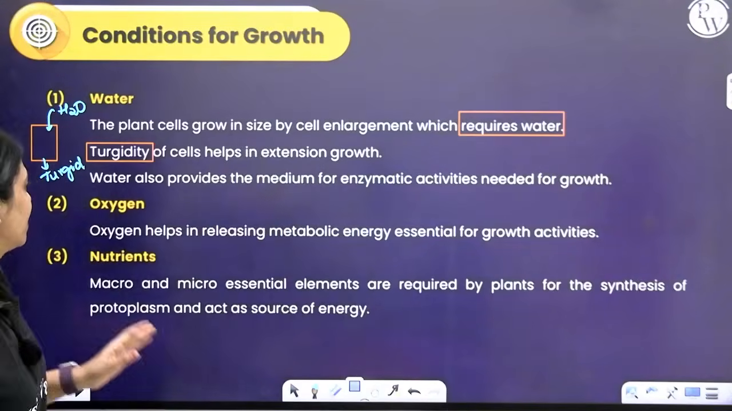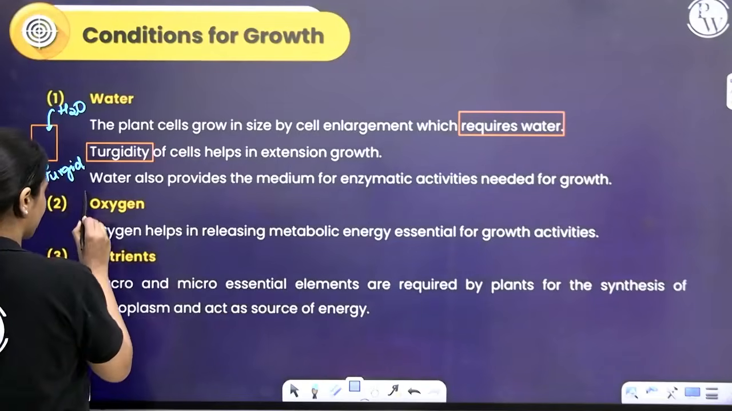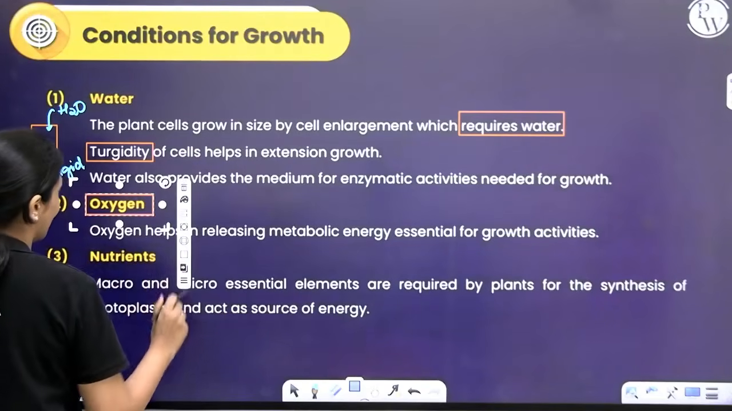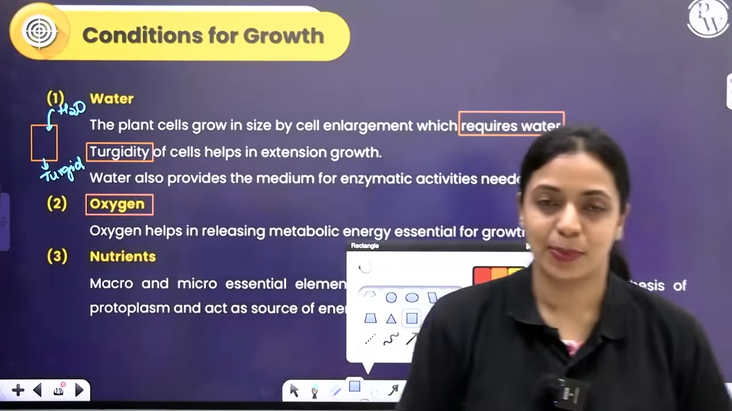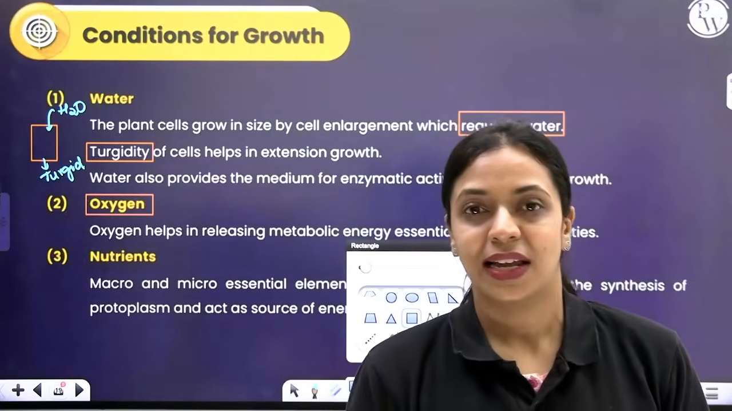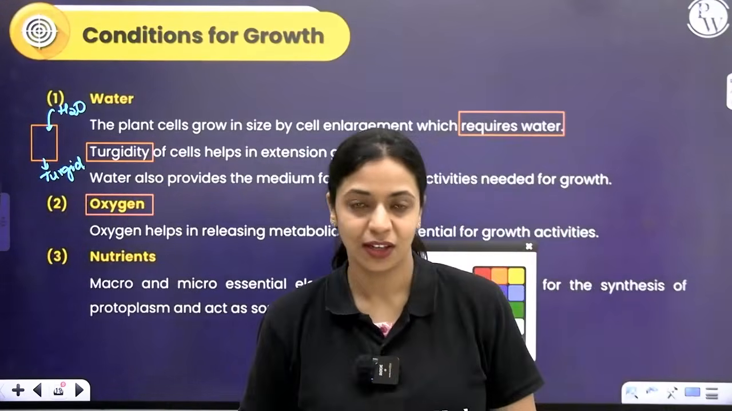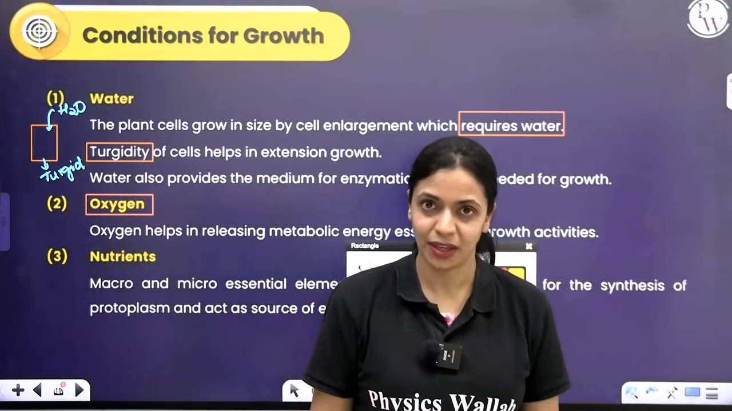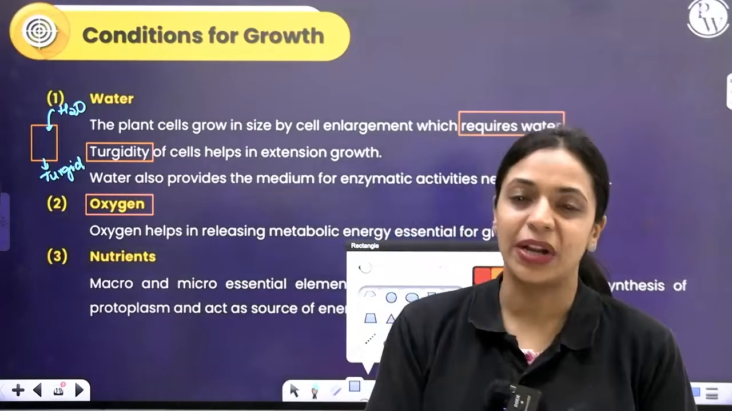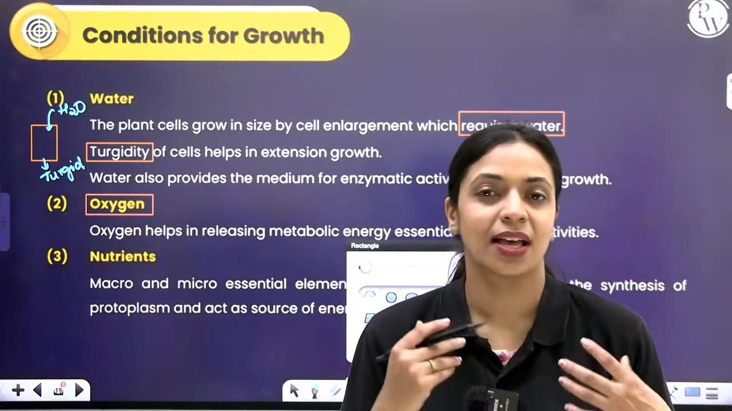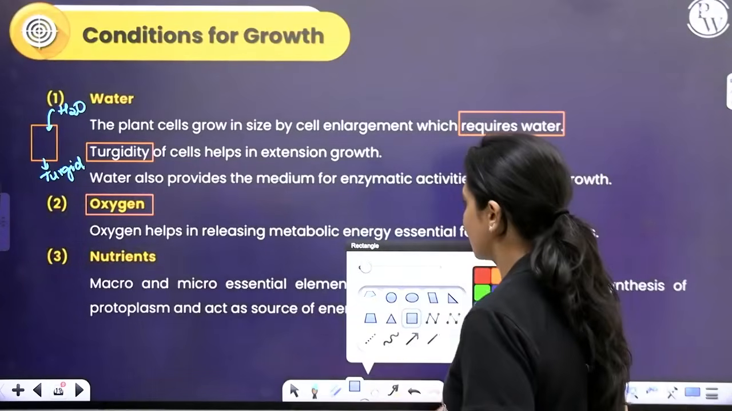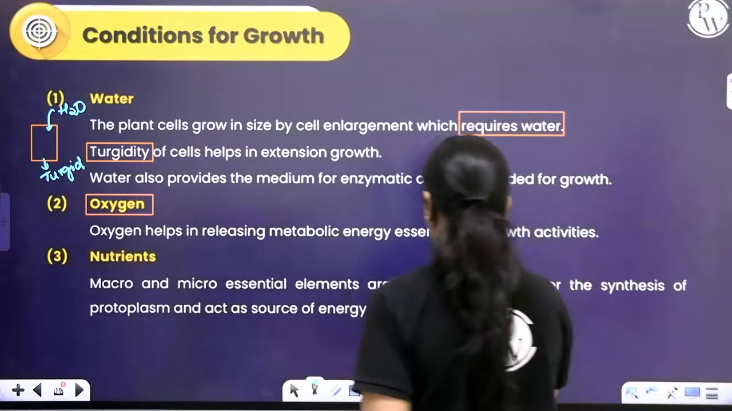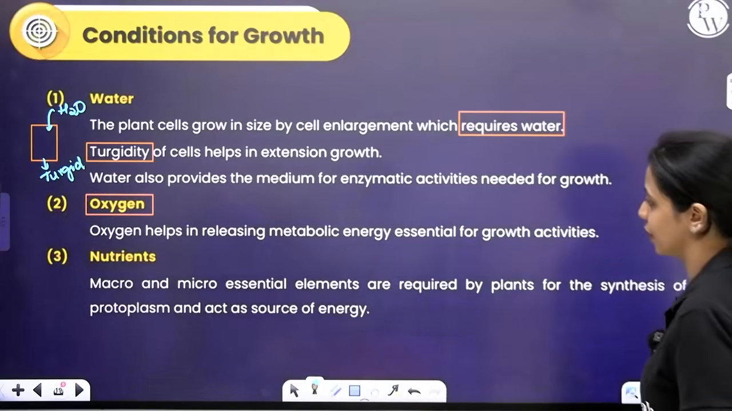All right, next, oxygen. Why is oxygen important? We've learned about it in the previous chapter itself. For generating ATP, we need oxygen. If a cell has to grow, it requires energy, and that energy comes from ATP. So oxygen is necessary for breaking down food molecules and producing energy that a plant requires to grow. So oxygen helps in releasing metabolic energy that is essential for growth activities.